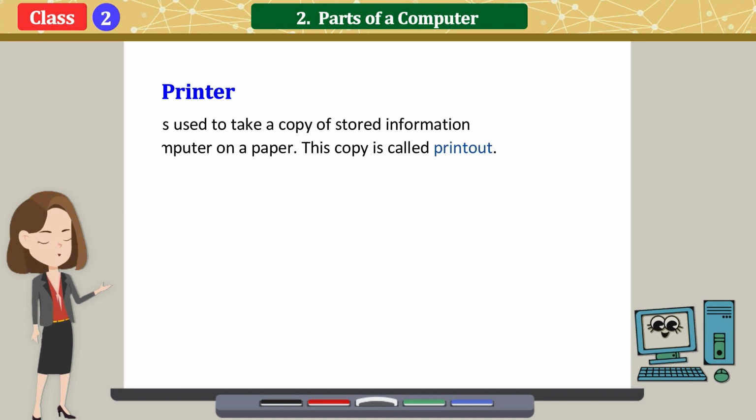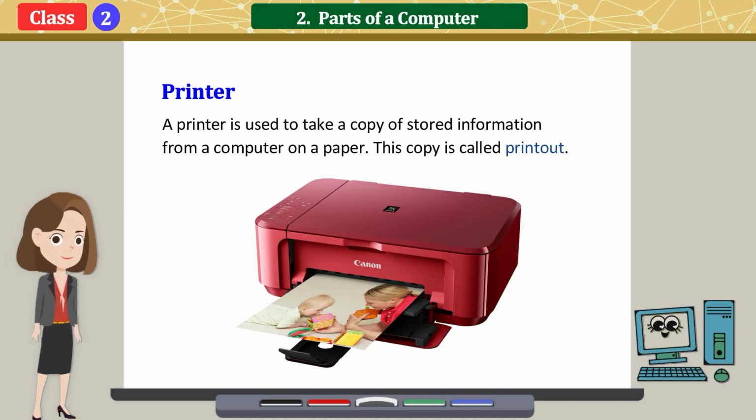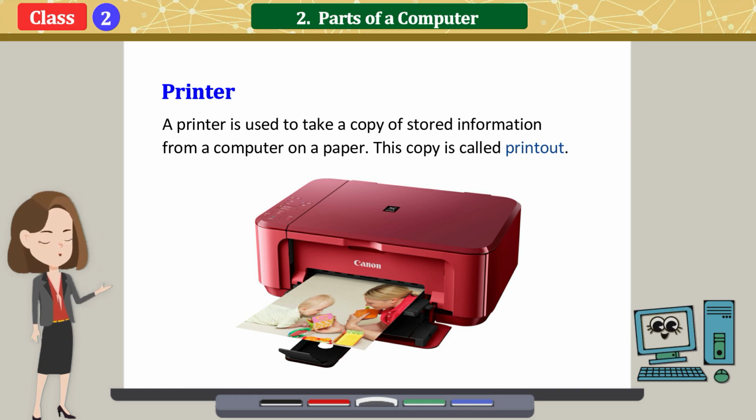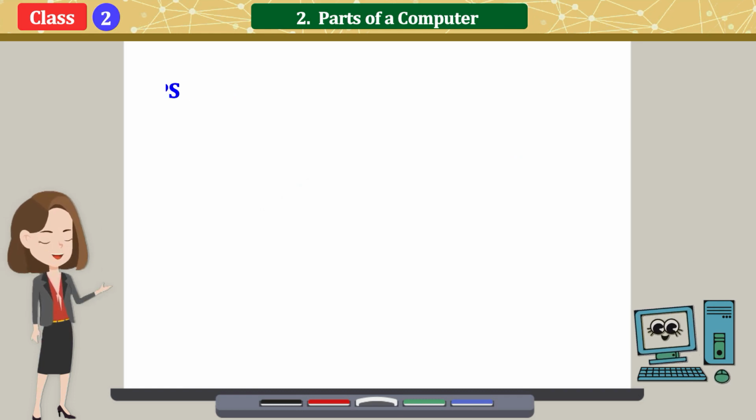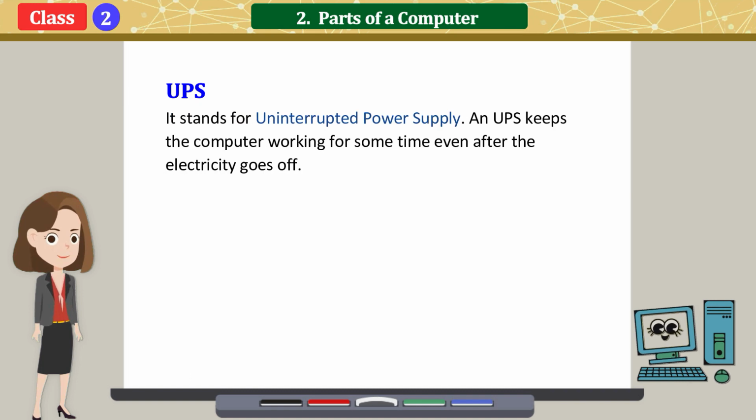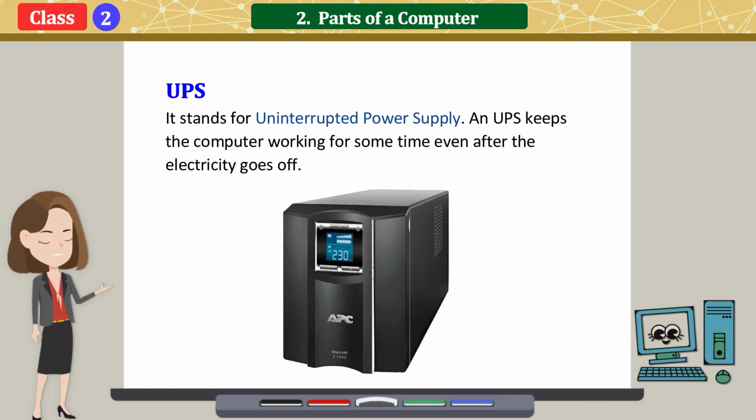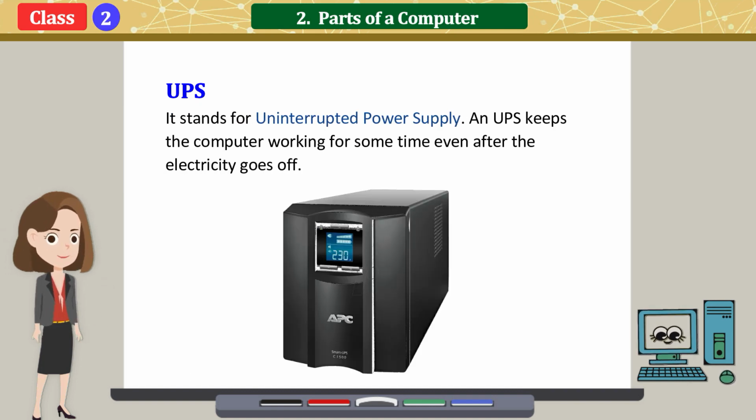Printer. A printer is used to take a copy of stored information from a computer on a paper. This copy is called printout. UPS. It stands for uninterrupted power supply. A UPS keeps the computer working for some time even after the electricity goes off.